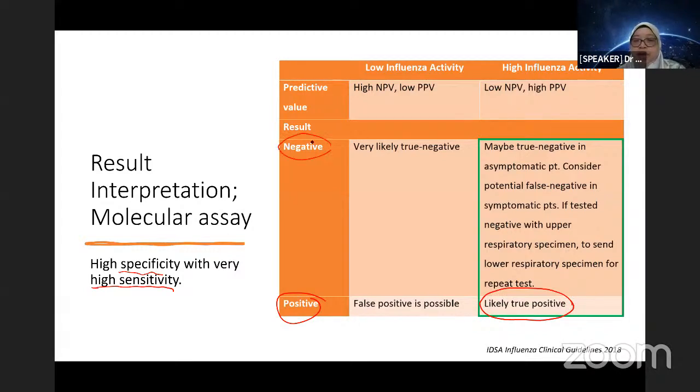And if you end up with a negative molecular test in a patient with no symptoms, it may be a true negative. But you should also consider the potential for false negative results, especially in a symptomatic high-risk patient. If you first send an upper respiratory tract specimen for PCR and it came back negative, but you really suspect that the patient has influenza, you should proceed with sending a lower respiratory tract specimen for a repeat test.